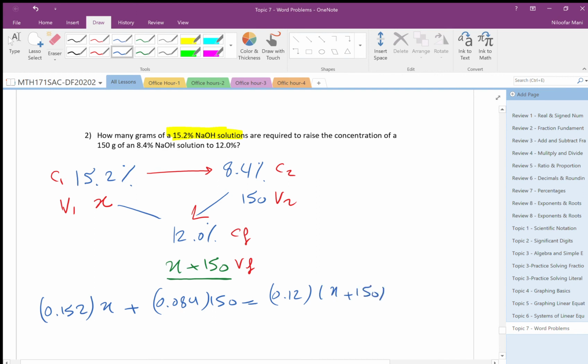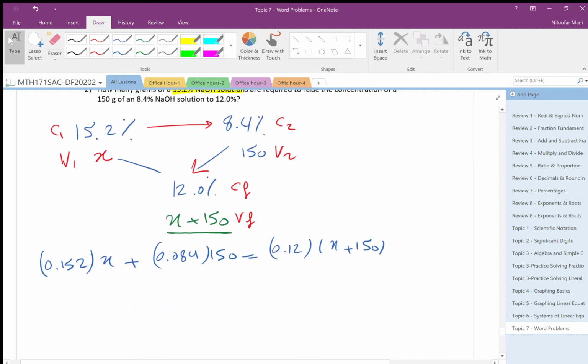And now you have to solve it and find the answer. So you have 0.152x plus 0.084 multiplied by 150, which is 12.6, equal to 0.12x plus 0.12 multiplied by 150, which is 18. From now it's one equation, one unknown, just a linear equation, and you want to solve it.